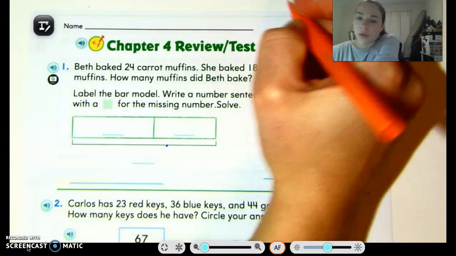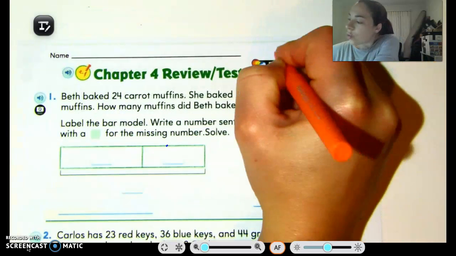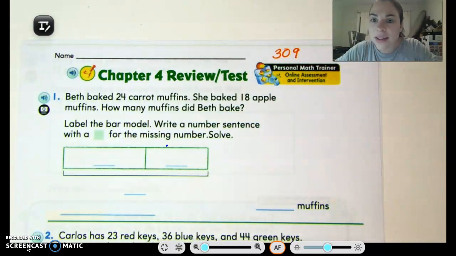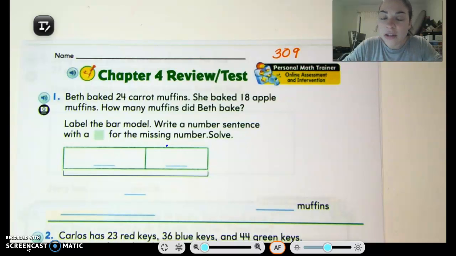For today's review, you are going to need to turn to page 309 in your Go Math textbooks. Miss Elms is going to give you 20 seconds to go ahead and turn to page 309. Let's see who's super fast. All right, give me a thumb if you're on page 309. Okay, we're going to go ahead and get started.